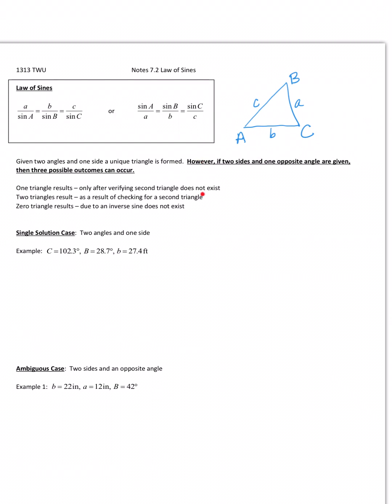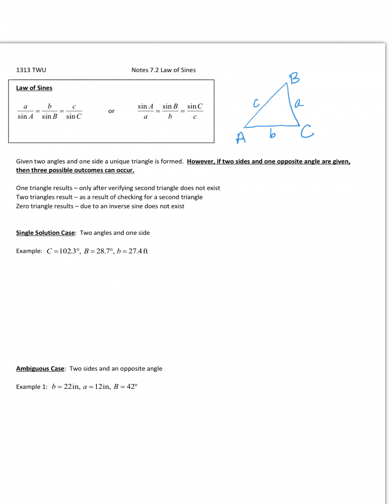So this is a little more entailed than the law of cosines. So there's three ways that this can work out. Either you have one triangle, two triangles, or there's zero triangles. So we're going to walk you through this. And it's a little long, so just hang on for the ride.